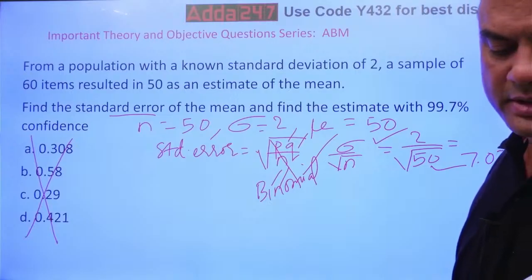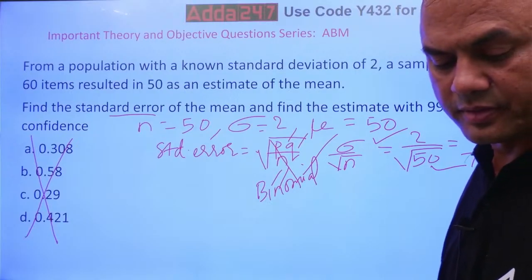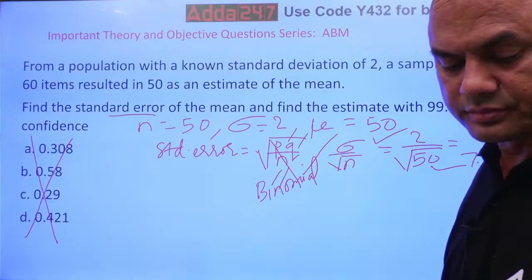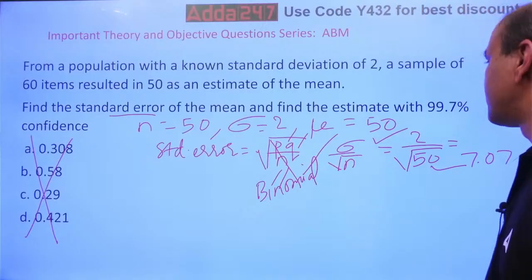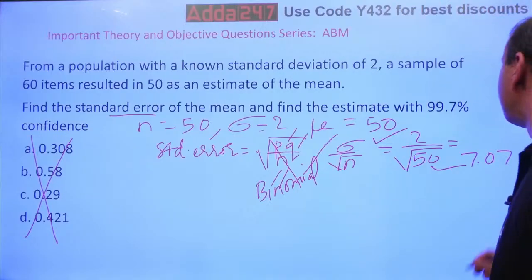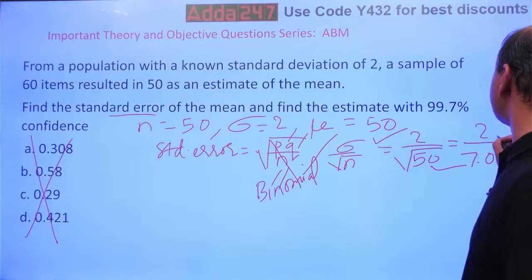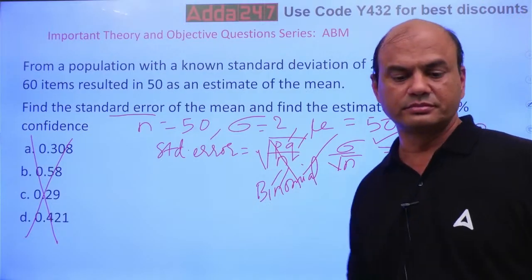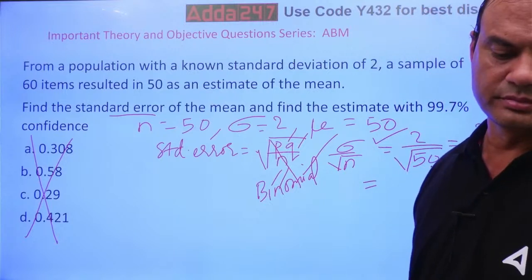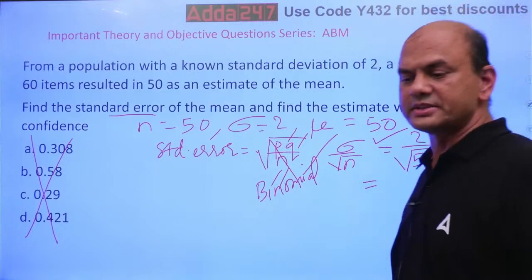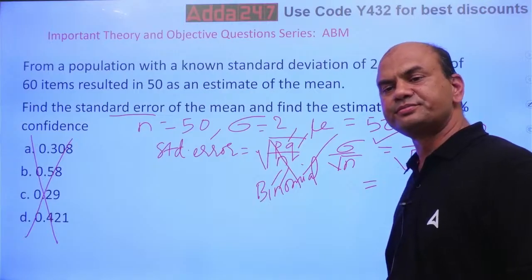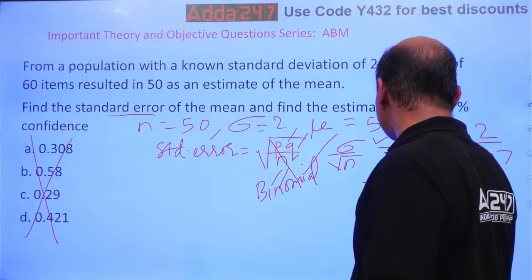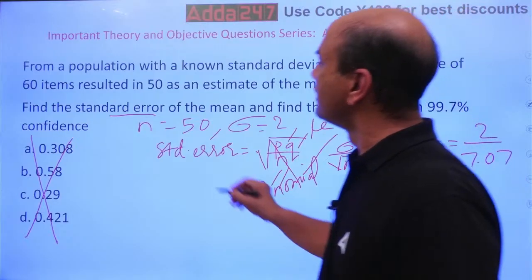Always I am giving the answer. What is the answer? 2 upon 7.07. Let me see in the comment section. 0.28, correct? 0.28. So the first answer you got. Find a standard error. This you got.